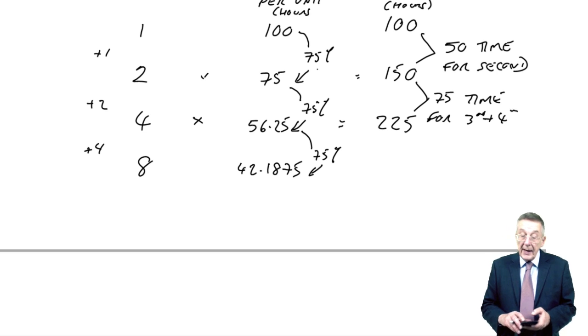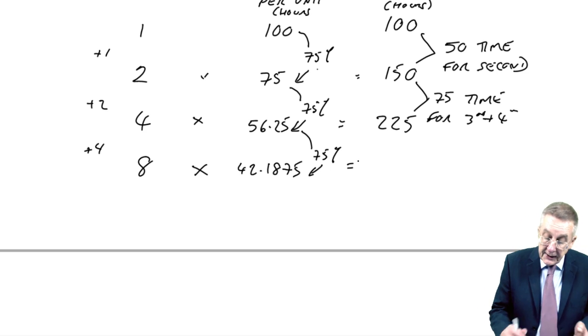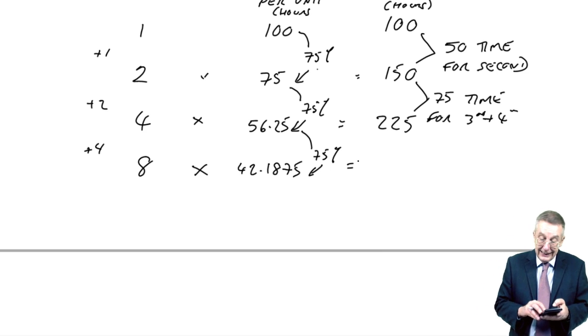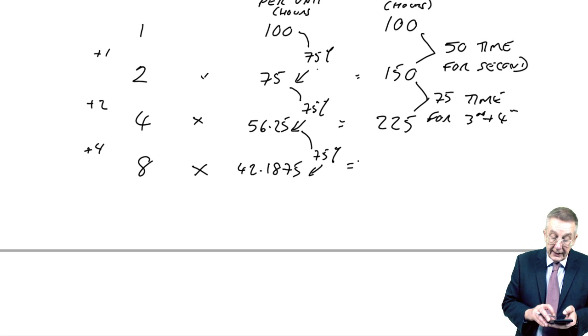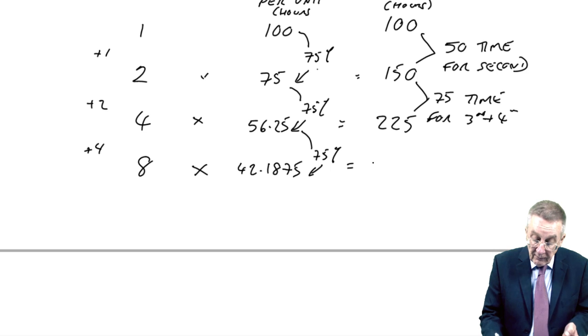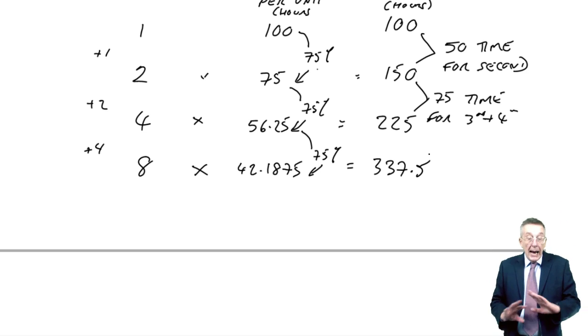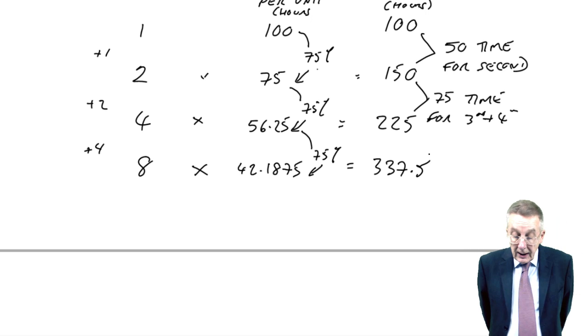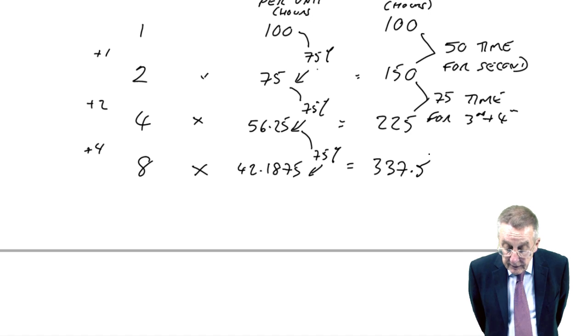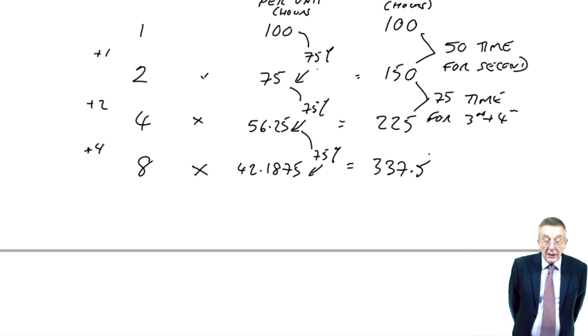And so what's the total time to make 8? 8 times that. 8 times 42.1875 is 337.5. But for the last time, that 337.5 is the total time to make the first 8.